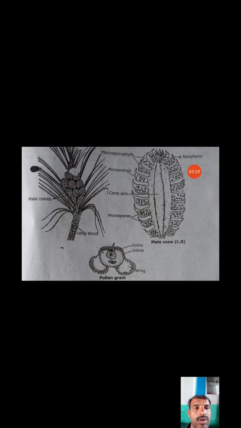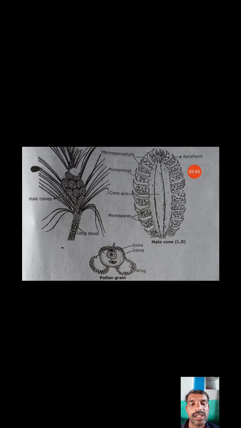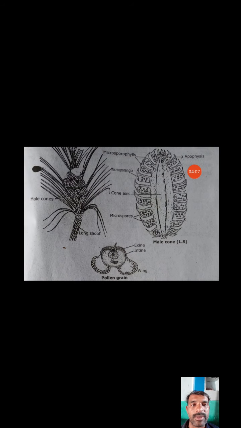Now I am going to discuss the microsporangia structure. Microsporangia are the male sex organs. In angiosperms, the male and female sex organs are the essential parts of the flower: the stamens belong to the male flower, and the ovule and ovary belong to the female flower. Here in gymnosperms there are no stamens, androecium or ovary; the similar structures are the microsporangia and macrosporangia.